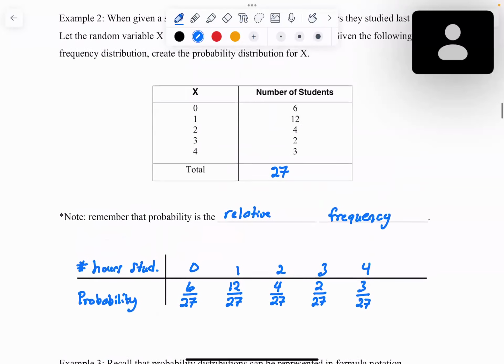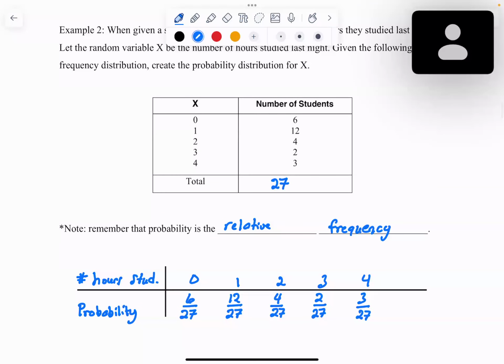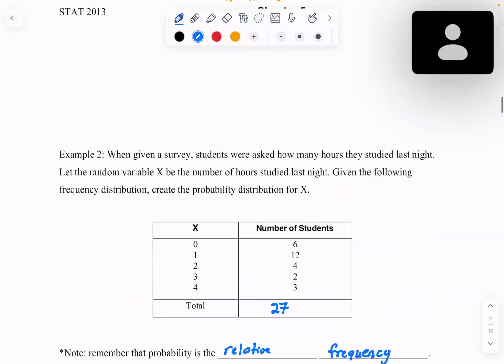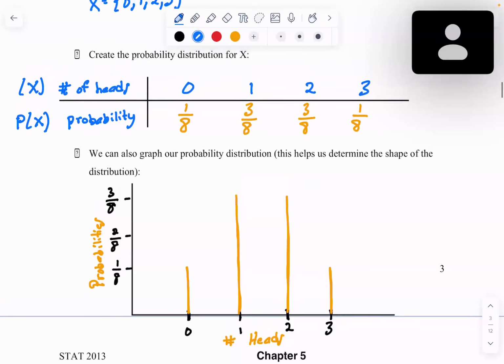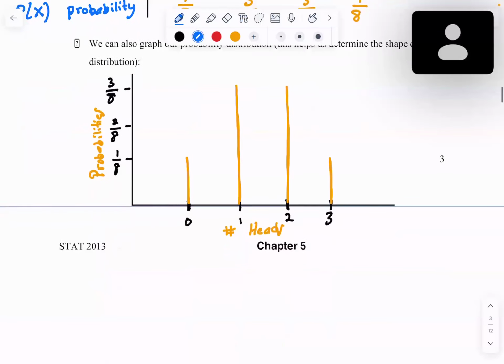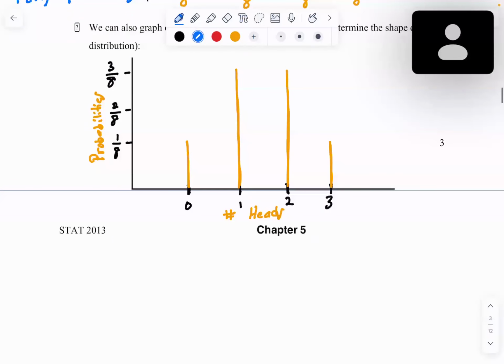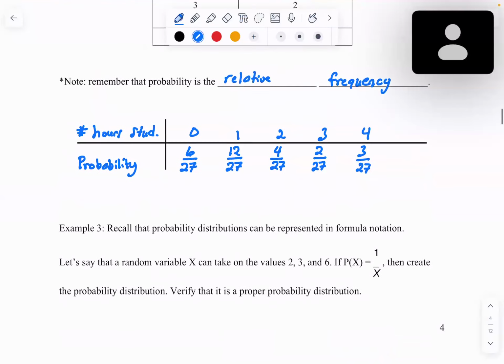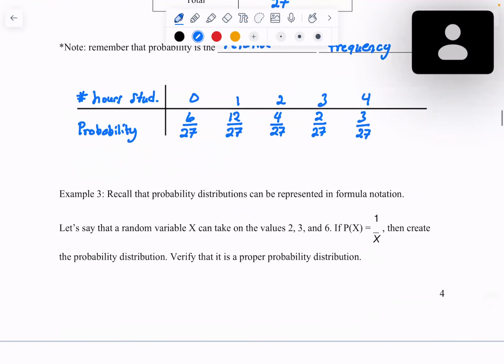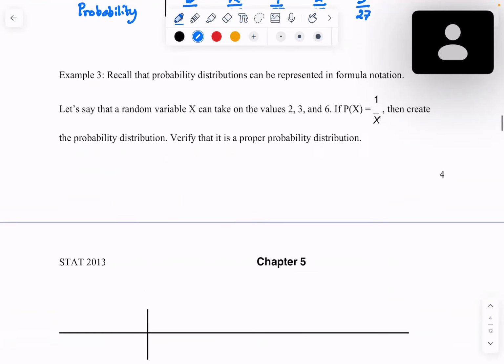So far, we looked at a table and created the probability distribution from that. Here, we looked at given a probability distribution, you can visualize it with a graph. In this case, the next example looks at a formula.